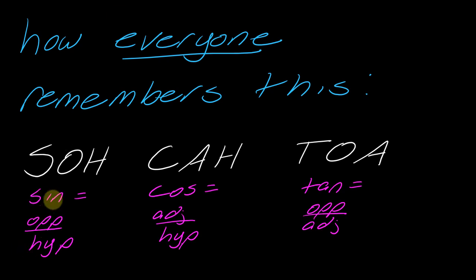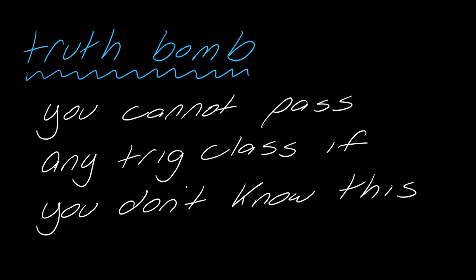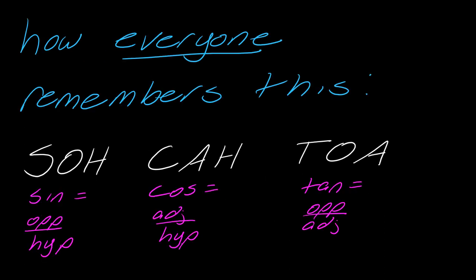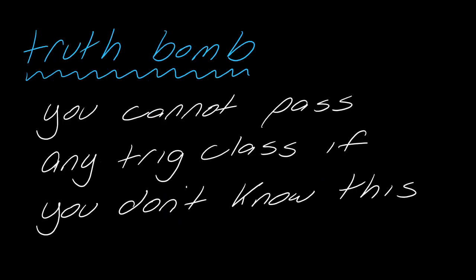So sine equals opposite over hypotenuse. Cosine equals adjacent over hypotenuse. Tangent is opposite over adjacent. If you know this, you have got your right triangle definitions. So it is a much simpler thing to remember. Let me give you a little truth bomb here. You cannot pass any trig class if you don't know this. This is super, super important to get through trig, but I think it's pretty simple to remember this definition, so that's good, but it is extremely important.